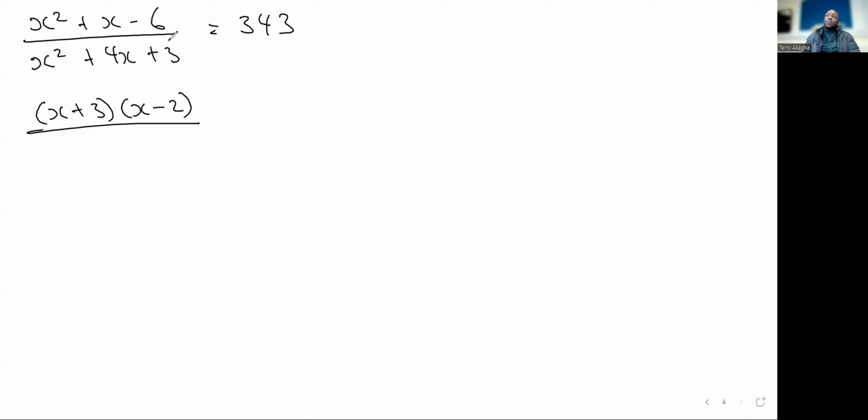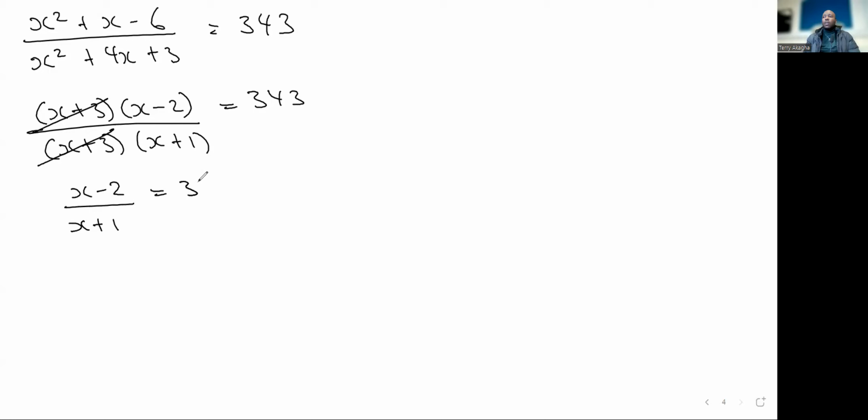So I'll look for two numbers that multiply to give me 3 and add to give me 4, and that is 3 and 1. So it's going to be x plus 3 and x plus 1. Are you seeing it? Equal to 343. So that means x plus 3 can cancel x plus 3. Then we now have (x minus 2) over (x plus 1) is equal to 343. Then to get rid of this x plus 1, I'm going to multiply both sides by x plus 1. So this will cancel that. So we now have x minus 2 is equal to 343 times (x plus 1).